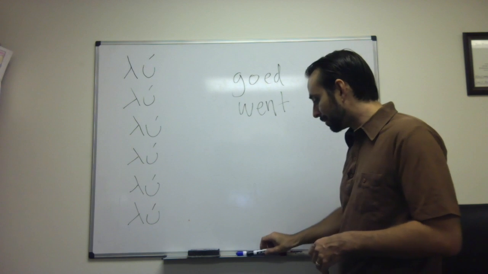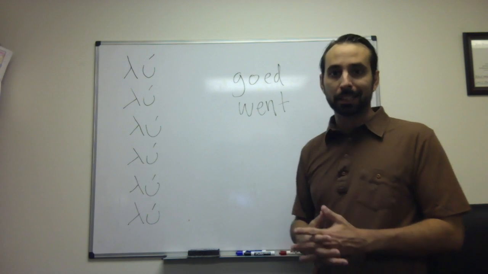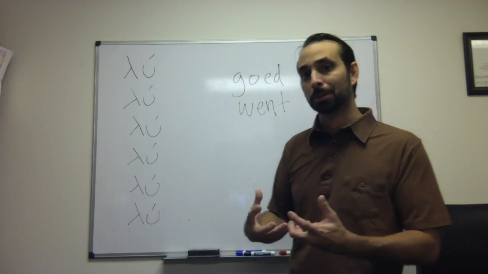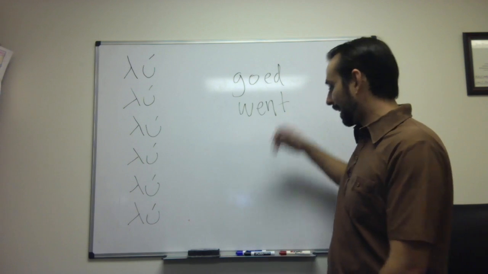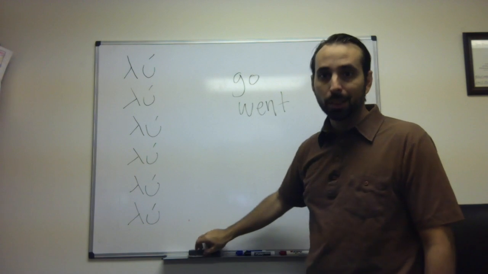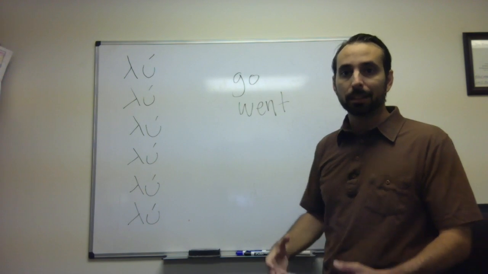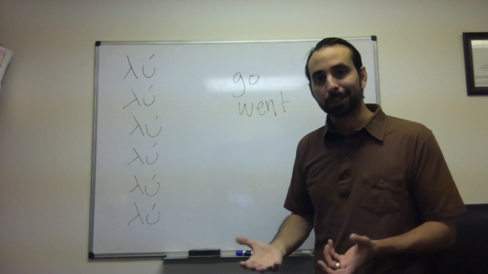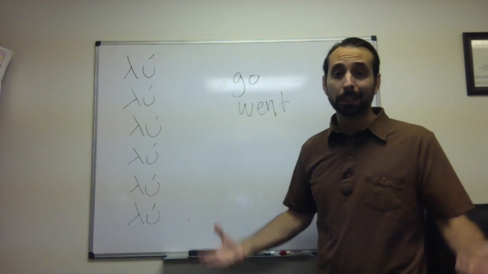Sometimes I say English is a bit of a Frankenstein when it comes to its principal parts and how it forms verbs, because in cases like go to went, from present to past, we borrow from other languages, Latin and French and others. It's really a Frankenstein language.